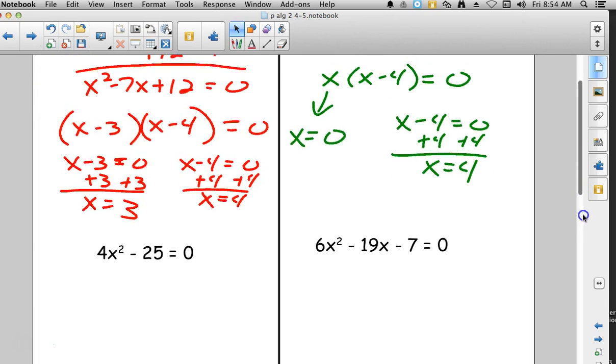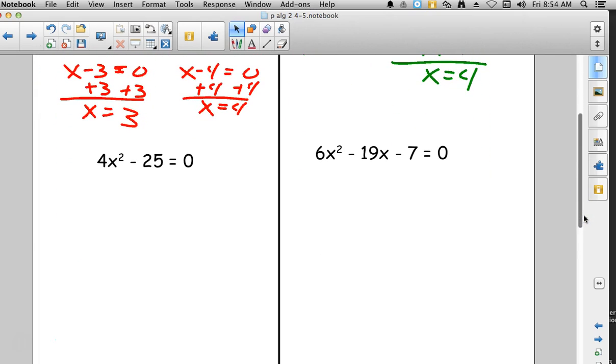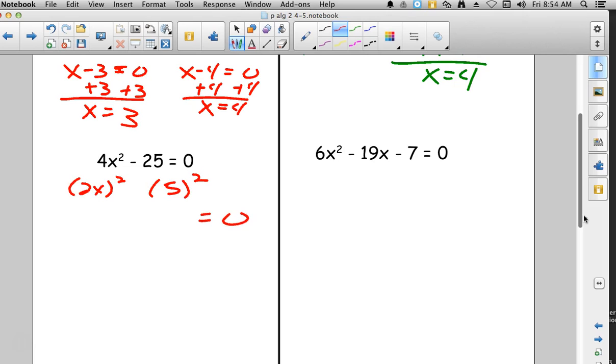All right. This one looks a little challenging. Is there something we could pull out of both of those terms? No. Would we want? Yeah, somebody just said they're perfect squares. We wouldn't want to. So how do we factor that? How do you make it so there's no middle term? Anybody remember?